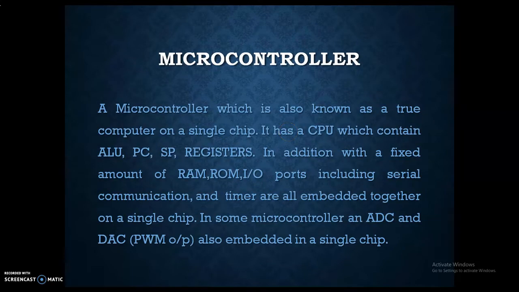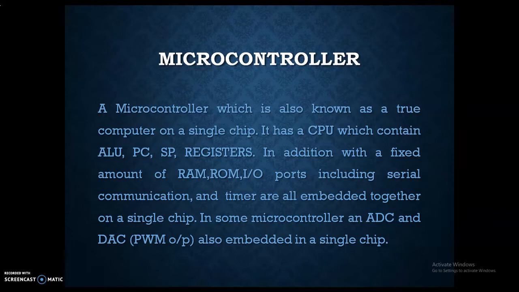In the microcontroller, unlike the microprocessor, the RAM, ROM, IO devices, timing control circuit, and IO ports are all embedded on chip, in a single chip. So the CPU contains the arithmetic logical unit, program counter, stack pointer, some registers, and in addition, this is the advantage of the microcontroller, some RAM, ROM, and IO ports are included in the microcontroller chip.